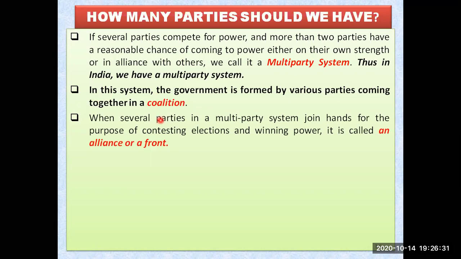Now, when several parties in a multi-party system join hands for the purpose of what? Contesting election. But individually, they will speak many things against each other. But after joining hands with each other, they will stop commenting on each other and they will just contest the election to win the power. And they can really form the government when there is a multi-party system. They have great chance of forming the government when two or more than two parties join hands together and contest elections. In such a case, it is called an alliance, or it is called as a front also.